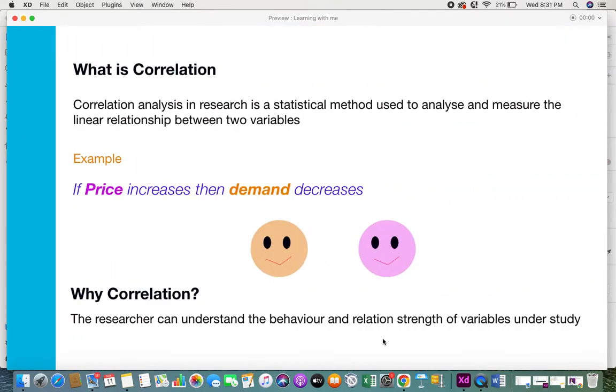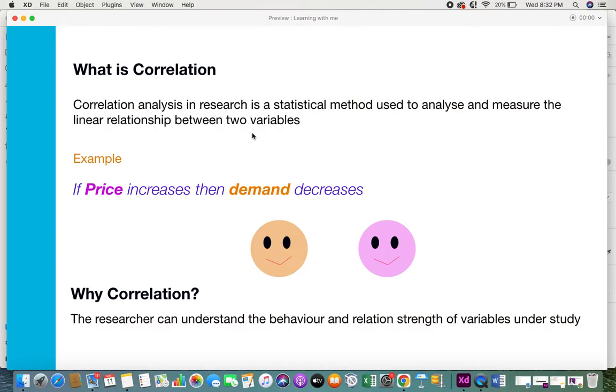So what is correlation? Correlation analysis in research is a statistical method that is used to analyze and measure the linear relationship between two variables. Okay, so you have variables which you are studying, or you're analyzing, in order to understand how these variables interact with each other, or how they are related to each other, in what way they relate to each other and how they behave, is what is correlation.